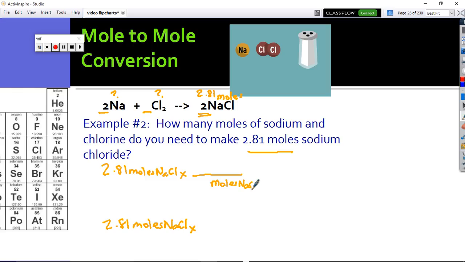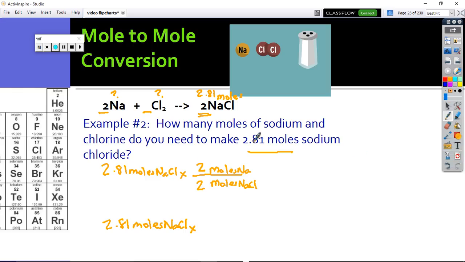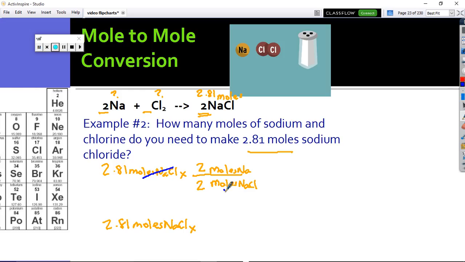Now I need to know what to put with the moles of sodium chloride, so I look above the balanced chemical equation and it's 2 moles. And then on the top is the rest of my conversion factor. If I'm solving for Na, it's going to be moles of Na, and the coefficient is a 2. Now anything that's exactly the same on the top and the bottom is going to cancel out. So moles of NaCl cancels, and I have 2.81 times 2 divided by 2, or 2.81 moles Na. That's the first half of my question.